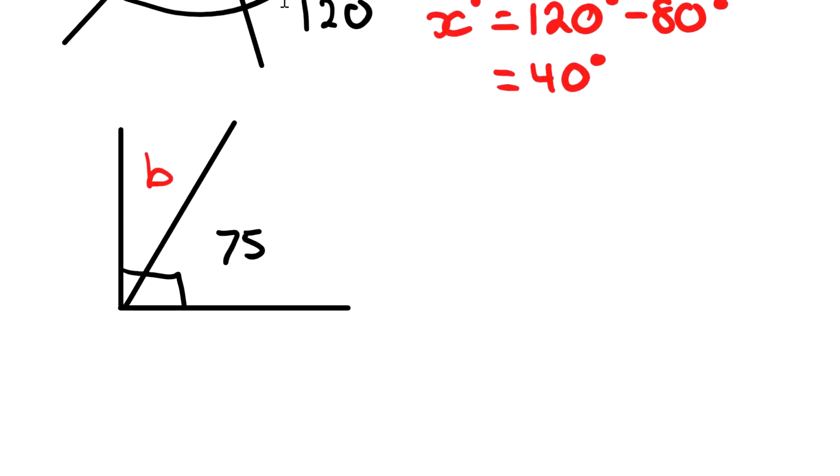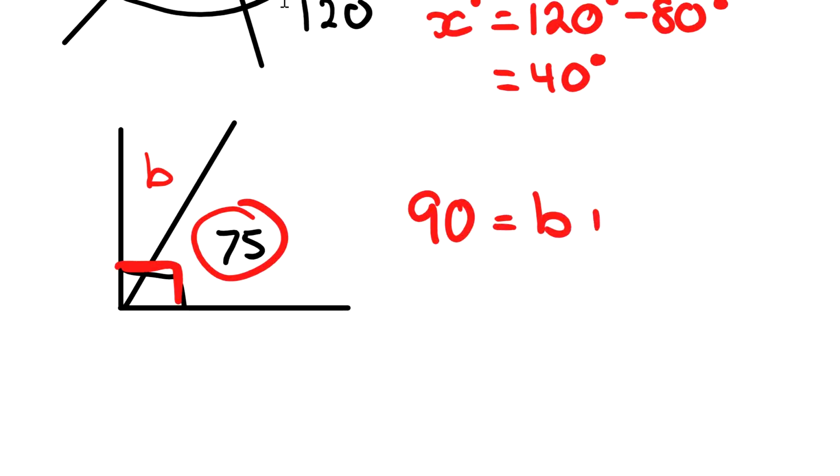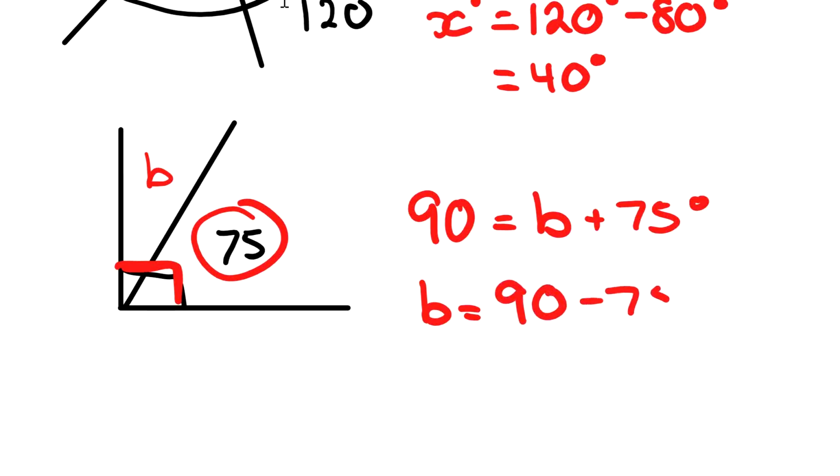And we'll try this last one here. We have angle B, and we know it is part of a right angle, and I know the other part is 75, so I can go 90 should equal B plus 75, or B will be 90, take away 75, which is 15 degrees.